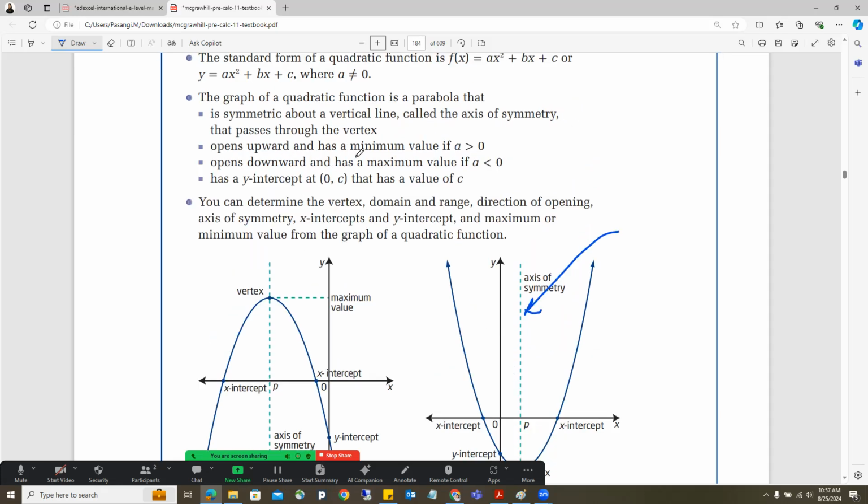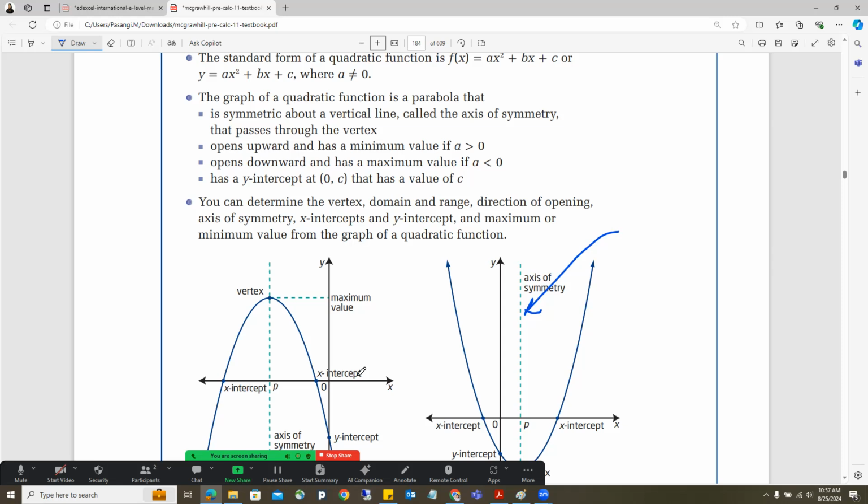It opens upward and has a minimum value when a is greater than 0, and if the curve opens downward, then it has a maximum value, which means a is a negative value. It also has a y-intercept. The intercept point would be c, I mean the x coordinate is 0 and the y coordinate is c.